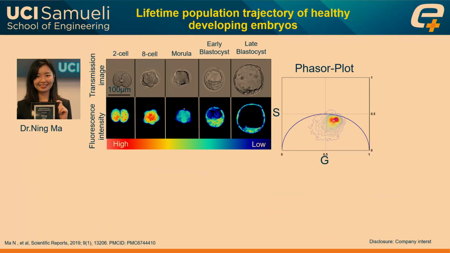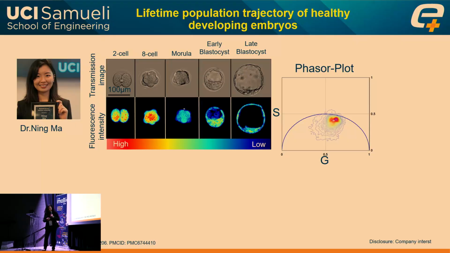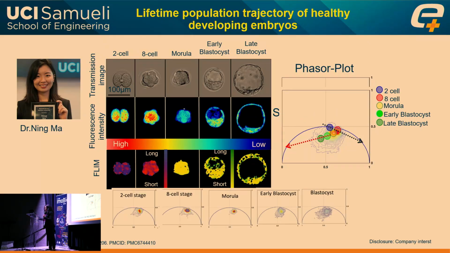So for the rest of the experiments, I'm going to show you just a brief highlight of how we can use the phasors. This is an embryo that's developing from the 2-cell stage. This is a mouse embryo to the late blastocyst stage. And what's interesting about the mouse embryo is that the lifetime actually has a switch every time it divides. So from that 2-cell to the 8-cell to morula stage, there is a unique fingerprint on the phasor plot that you could see on the phasors.